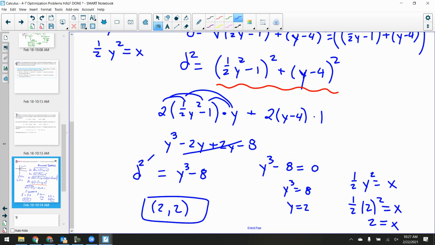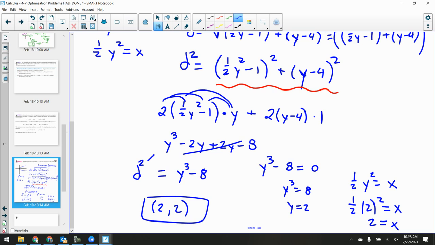That's the point that lies on that parabola that's closest to point (1, 4). Questions about that? And that's the only possibility of it being the minimum. If I looked at y to the third minus 8, that's the only critical point, that 2, right? I could ensure that it was a minimum value.